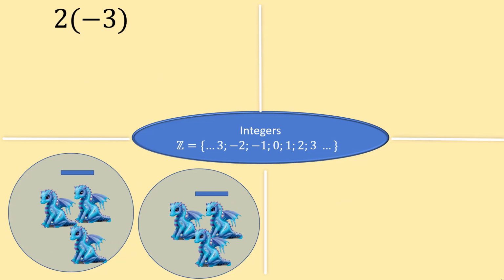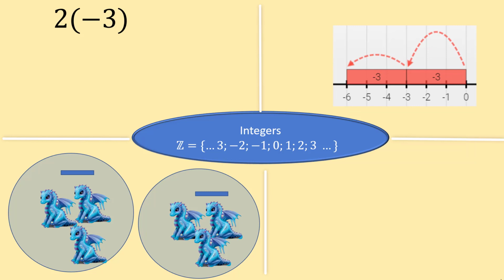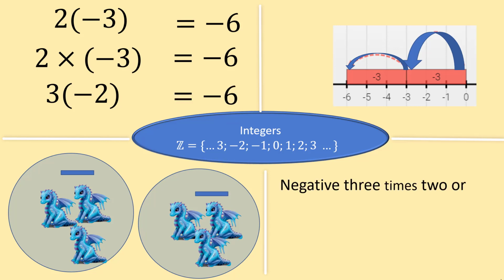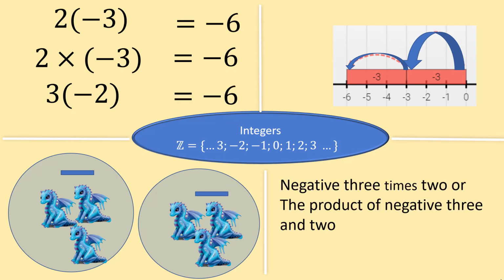But what about two groups of -3? Let's say the blue dragons represent negatives. Then that will be -6. And we know a positive number times a negative number will be negative, because we've got -3 and another -3, which is -6. -3 plus another -3 is -6. We can write it as 2 multiplied by -3, or we can even use the commutative property and say -3 times 2. So in words, -3 times 2, or the product of -3 and 2, or 2 multiplied by -3.